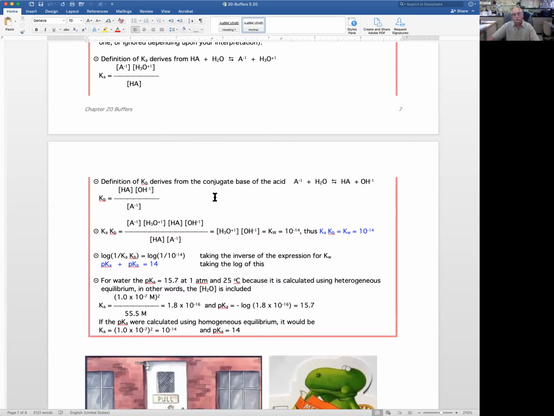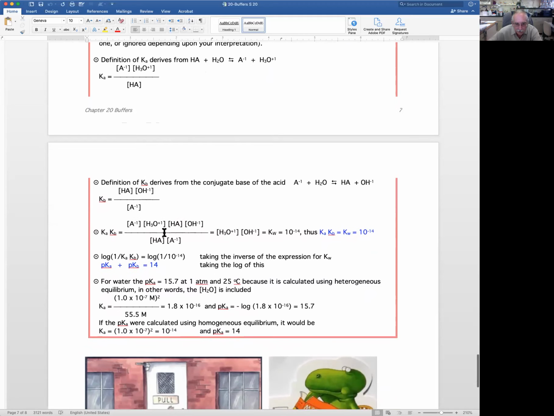What happens if I multiply Ka times Kb? Notice that HA cancels out, A minus cancels out. What I have left over is this. Oh, but wait a minute. I remember that being equal to Kw, which was 10 to the minus 14th. In other words, Ka times Kb is equal to 10 to the minus 14th.